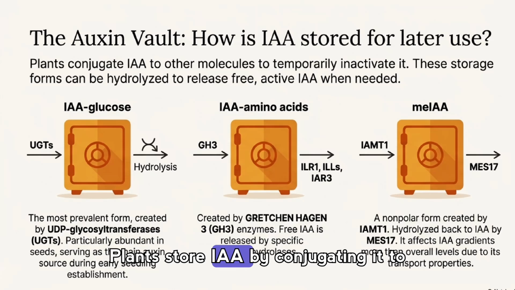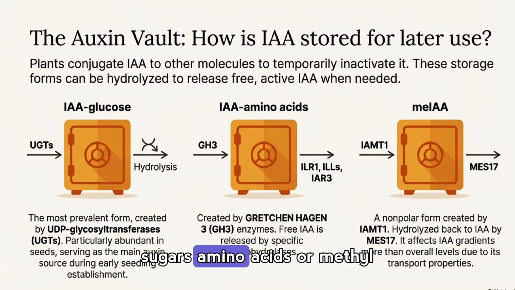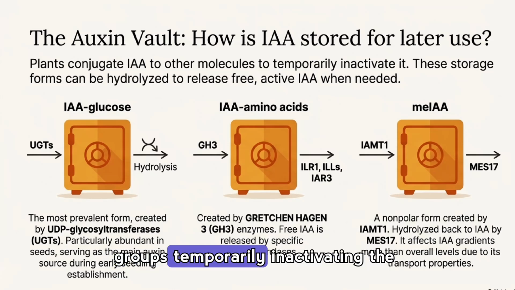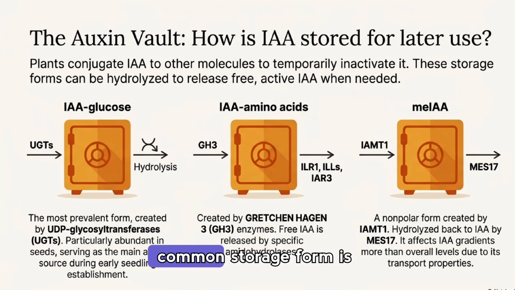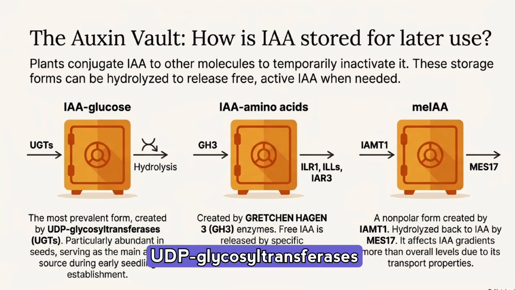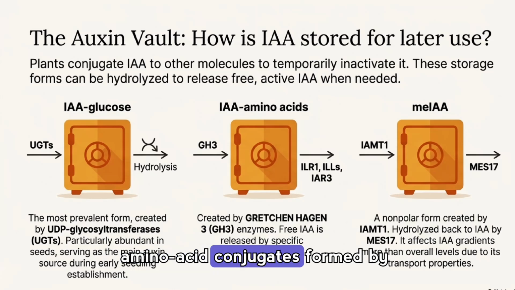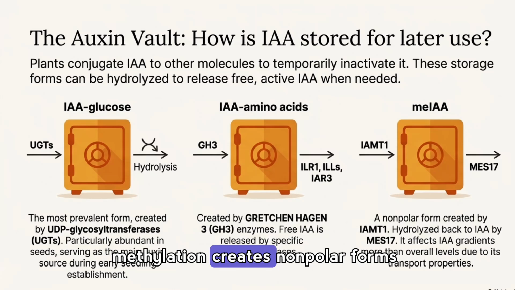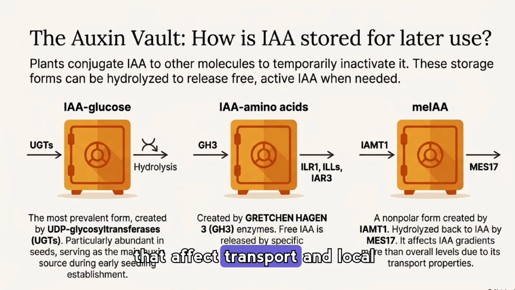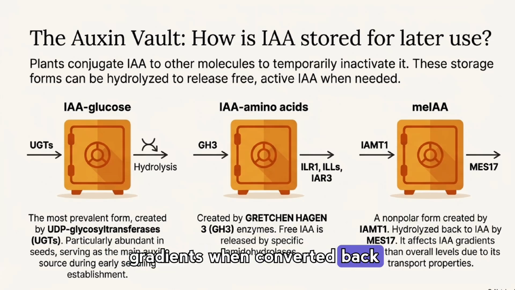Plants store IAA by conjugating it to sugars, amino acids, or methyl groups, temporarily inactivating the hormone for later reuse. The most common storage form is IAA-glucose, made by UDP glycosyltransferases. Amino acid conjugates formed by GH3-type enzymes can be hydrolyzed back to IAA, and methylation creates nonpolar forms that affect transport and local gradients when converted back.